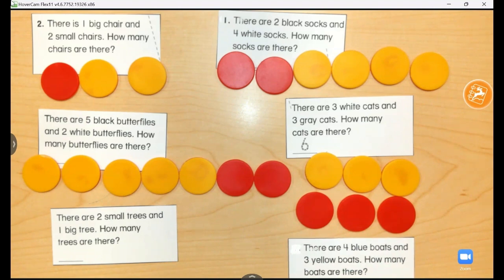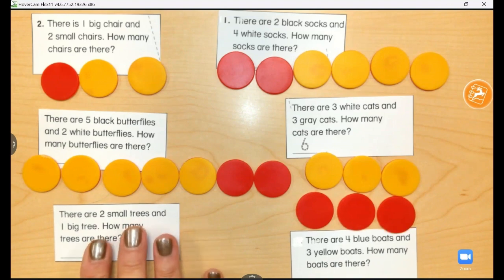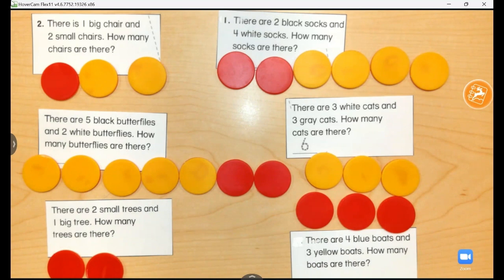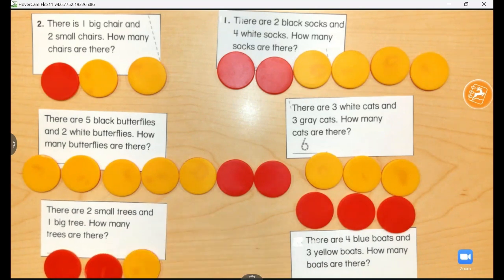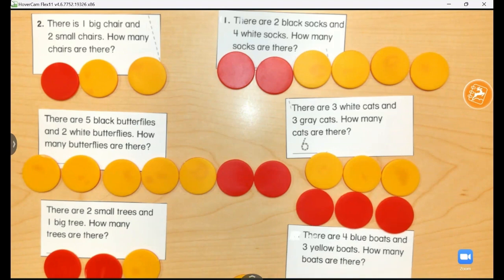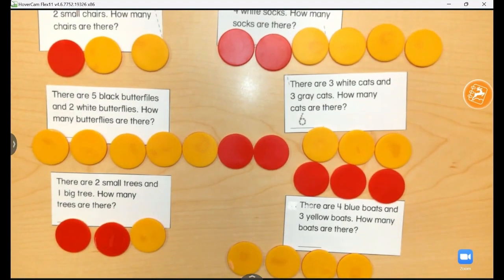Well, let's see. Does that match anything that I have so far? Maybe, maybe not. Keep working. All right, there are 2 small trees and 1 big tree. So let's build our 2 small trees and 1 big tree. How many trees are there? And then this last one tells us that there are 4 blue boats and 3 yellow boats. So I'm going to build out my 4 blue boats, and my 3 yellow boats.